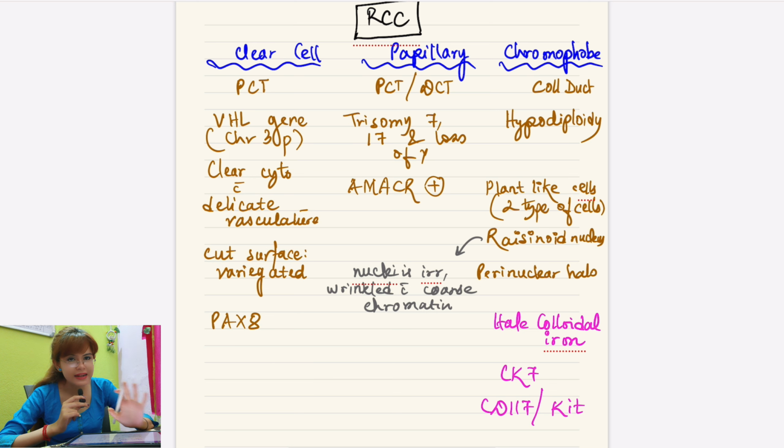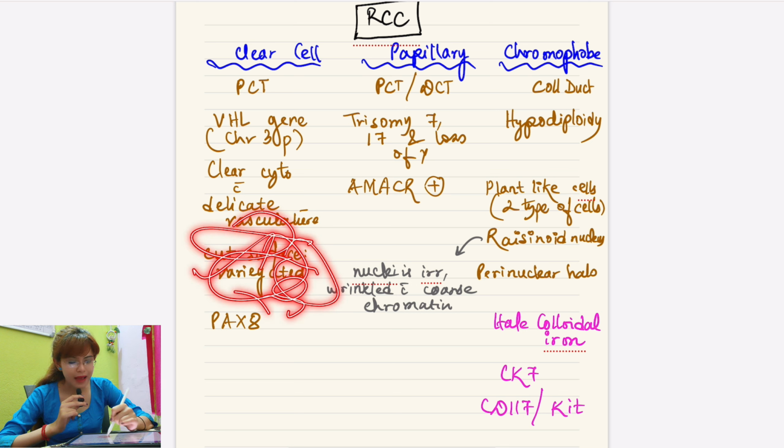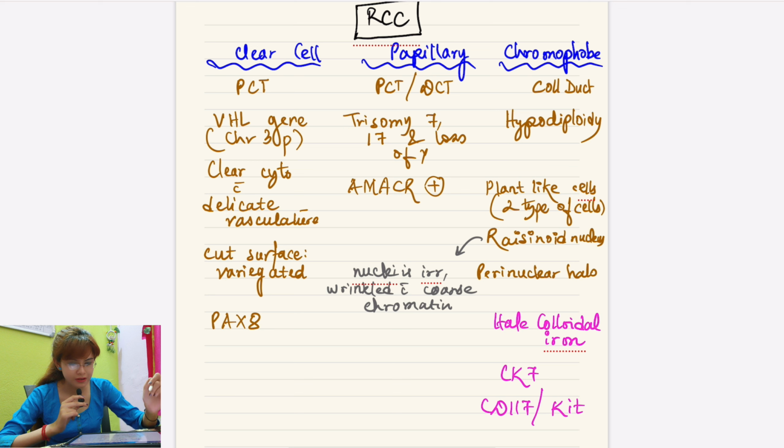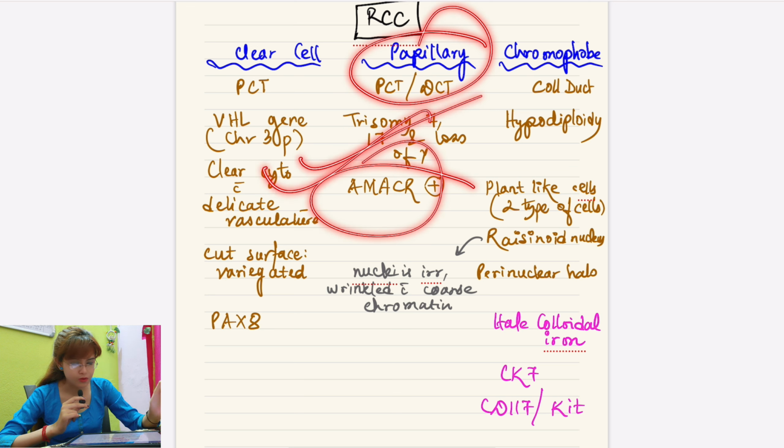It is not only that the cells are clear, or rather the cytoplasm is clear. Yes, that is a point, as a feature, but along with that there is also the presence of delicate vasculature to diagnose this clear cell carcinoma. The cut surface is variegated, again an important point, and PAX8 is positive in this particular variant. Now in the papillary variant, AMACR is positive, a very important point.